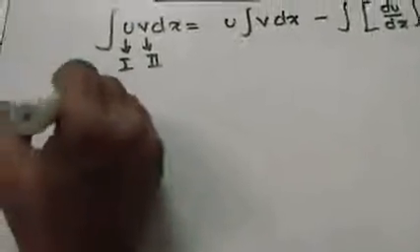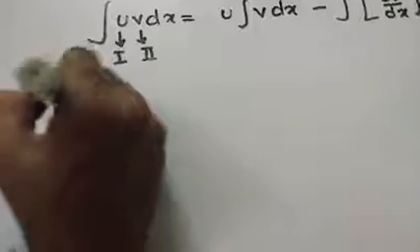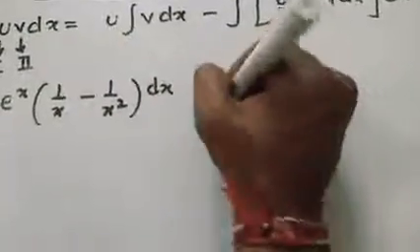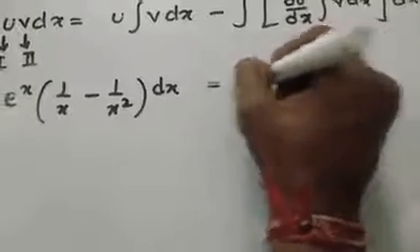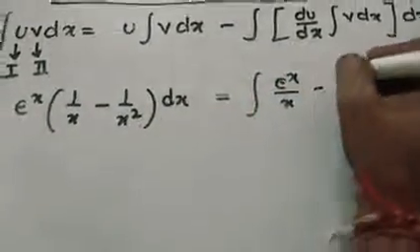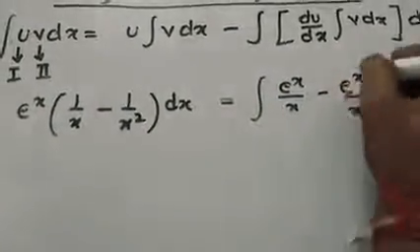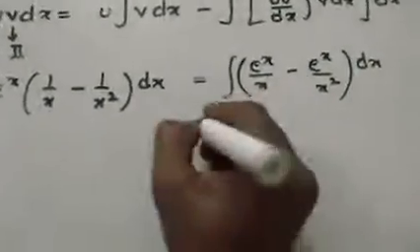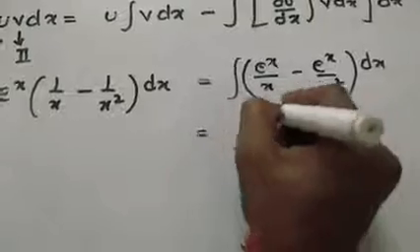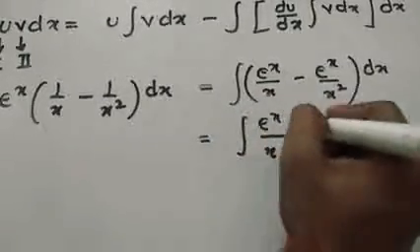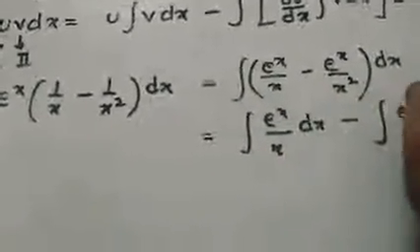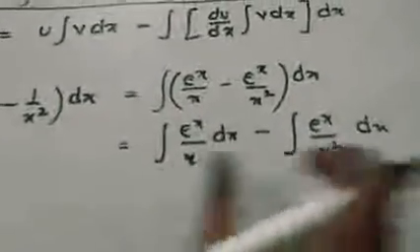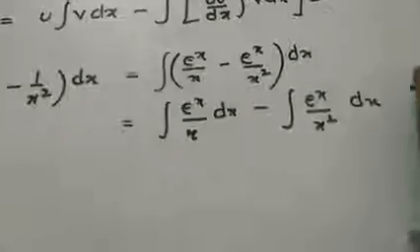Similarly in question number 6, I will not solve it, just giving you the hint. First of all, multiply. You have to multiply it. Now separate the integration. Now again we are getting two terms. Name this expression as 1.